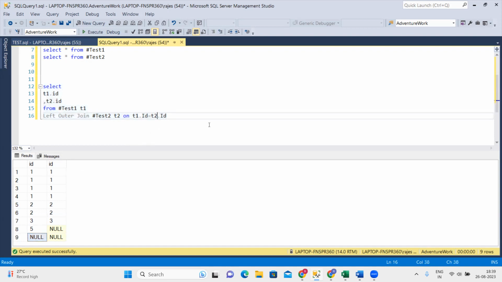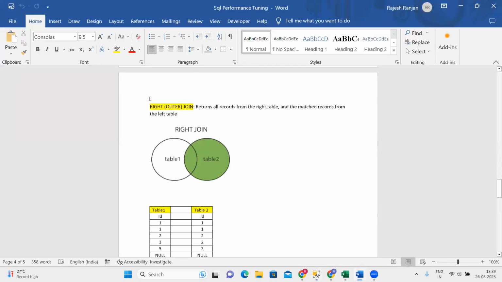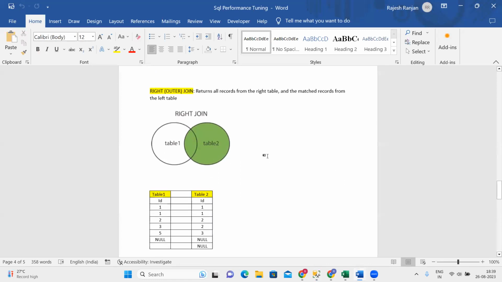Okay. All right. Now coming to the third one, our right outer join. It's the same as the left outer join. The only difference is that when you use the right outer join, it gives all the records from the right hand side table and the matching records from the left hand side table.